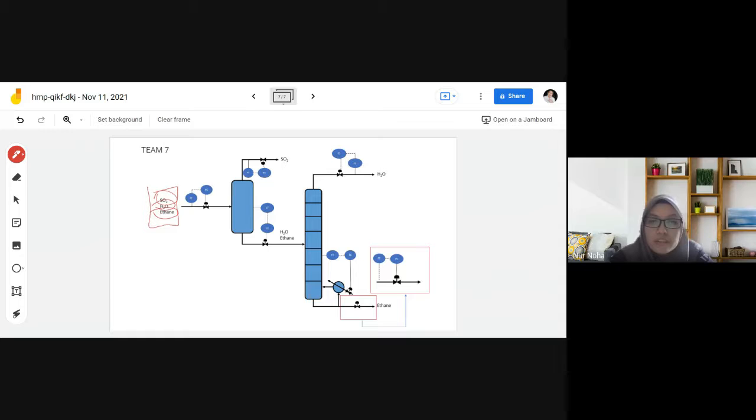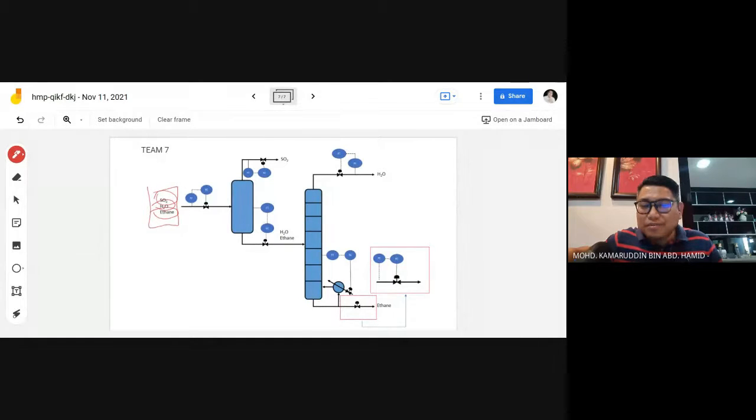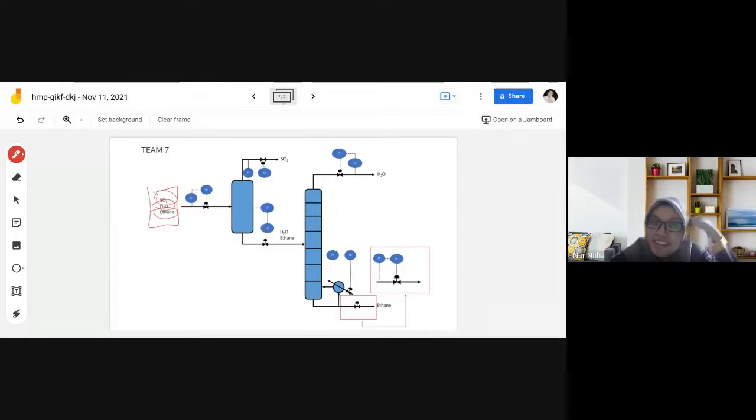Sebab itu dia ada reaction dengan water tu. Ethane. Dia soluble. Apa masalahnya ethane pula? Kenapa ethane, boleh dia jadi pengacau tu?